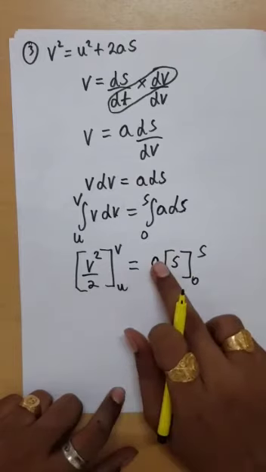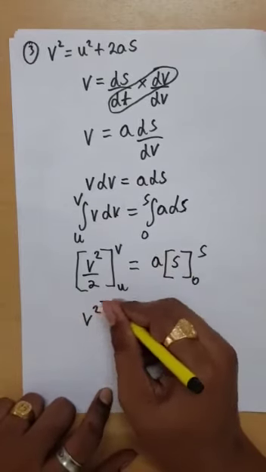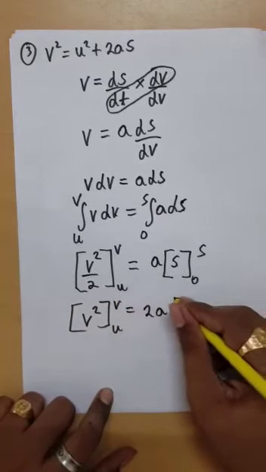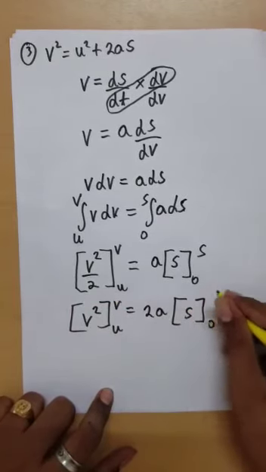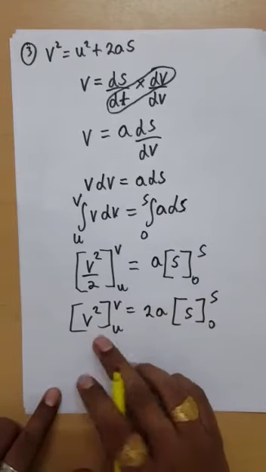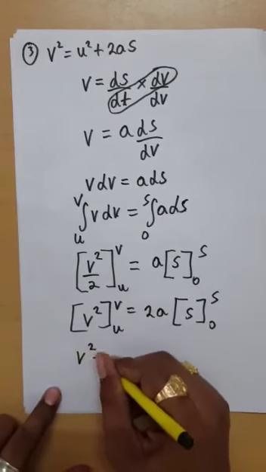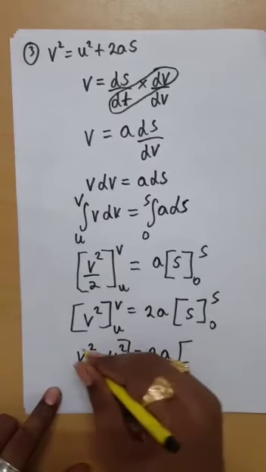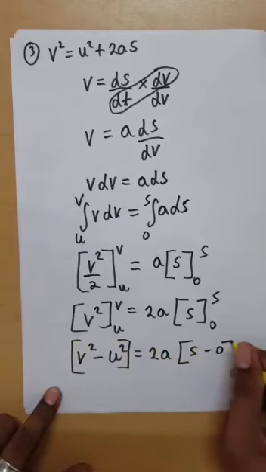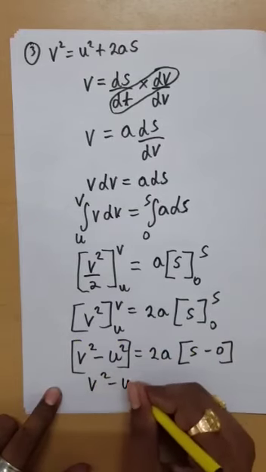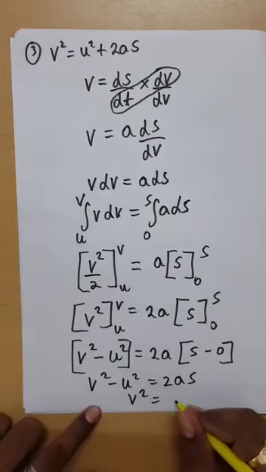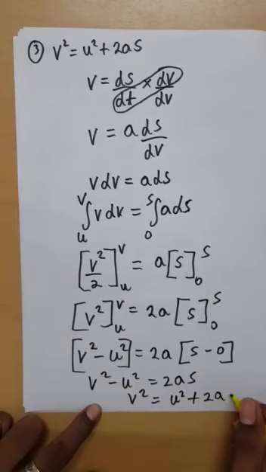This 2 could be taken over there, so this would become v square in u to v is equal to 2a s in 0 to s. Now we will do upper limit minus lower limit, so this would become v square minus u square is equal to 2a into s minus 0. So we are left with v square minus u square is equal to 2as, that is v square is equal to u square plus 2as. This is our third equation of motion.